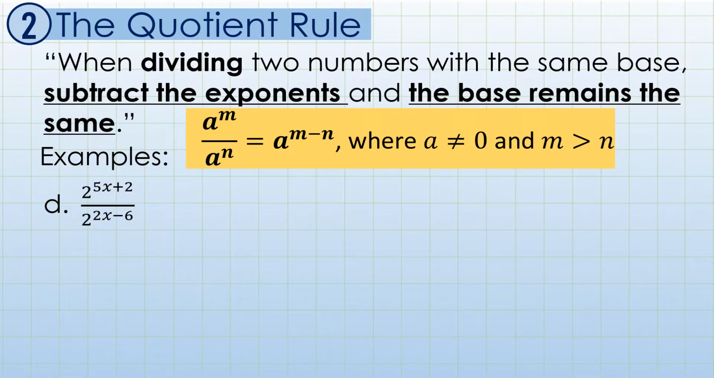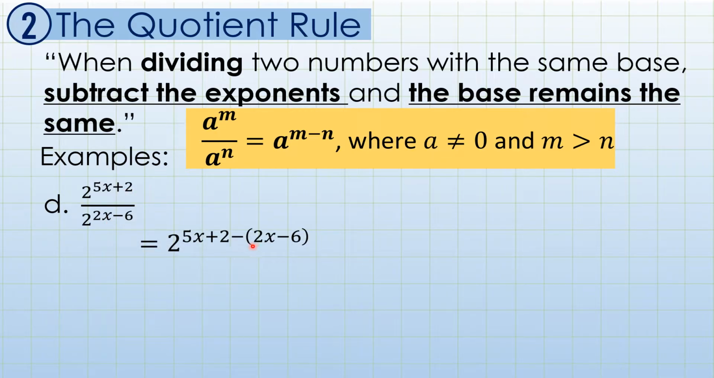Another example, 2 raised to 5x plus 2 over 2 raised to 2x minus 6. Again, dahil pareho yung base nila, pwedeng gamitan ng quotient rule. Sir, kahit na binomial yung kanilang exponents, pwede po yan. Yes, basta pareho yung kanilang base. Paano siya gamitan ng quotient rule? Copy the base, which is 2. Tapos yung 5x plus 2 will be subtracted by 2x minus 6.